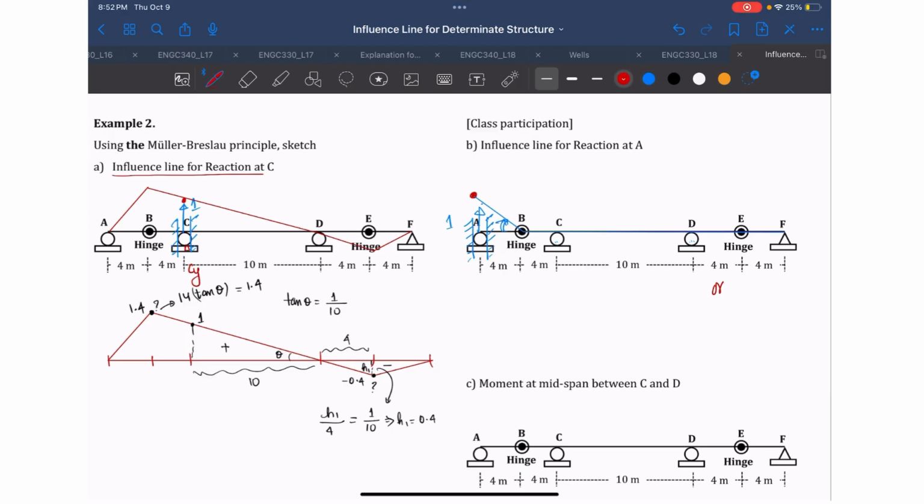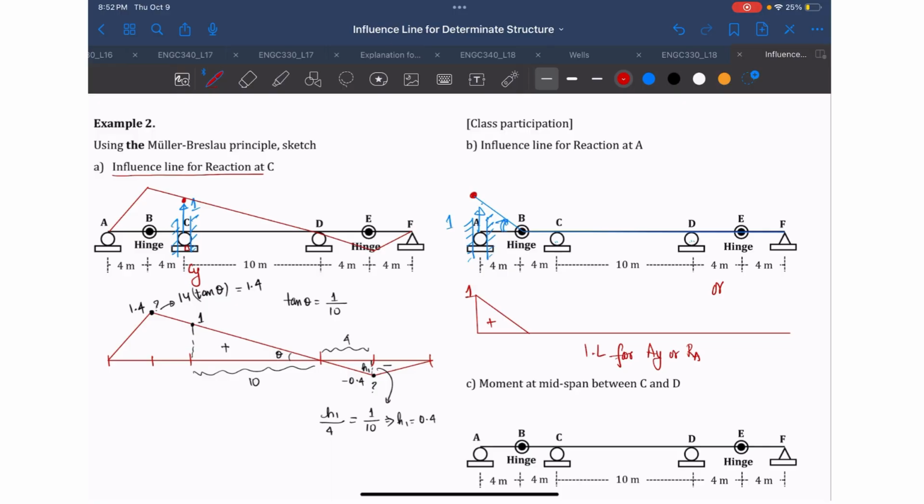So your final influence line for the vertical reaction at A will be this. This will be your IL for AY, or A, and this will be positive.